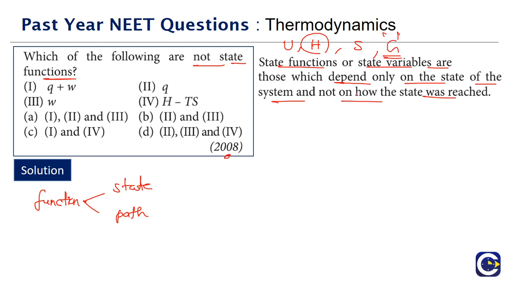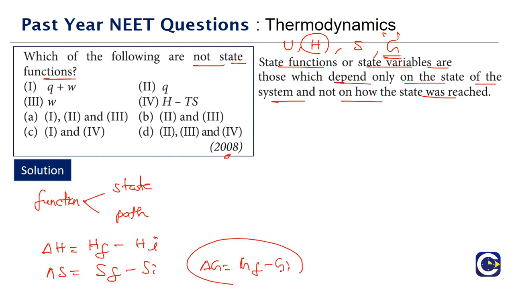Like the internal energy will depend upon the temperature. Every state function will depend upon the corresponding state. It does not depend upon how the state is changing. So delta H is the final enthalpy minus the initial enthalpy. It does not depend upon the path taken to reach from the initial state to the final state. Entropy change is final entropy minus initial entropy. Free energy change is the final free energy minus the initial free energy. So they don't depend upon the path.